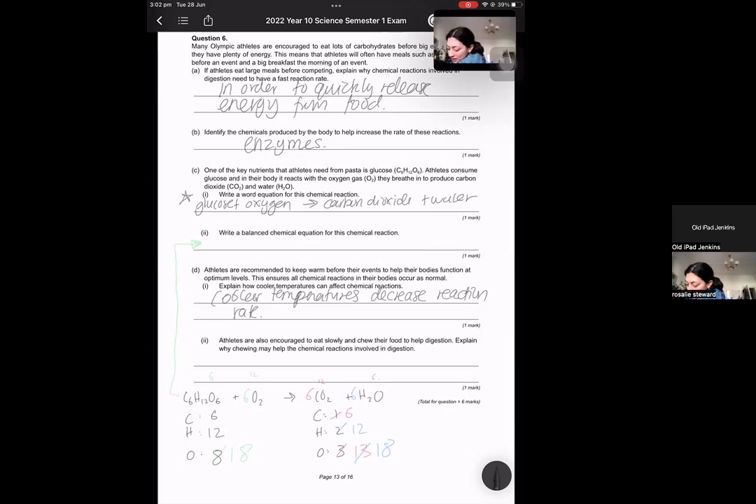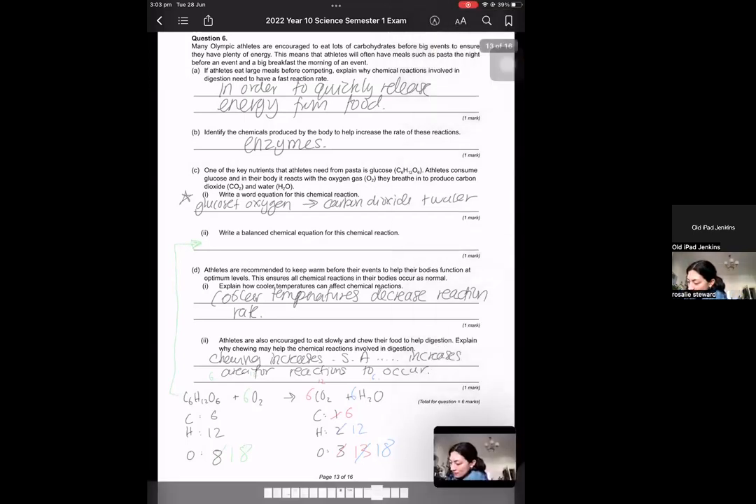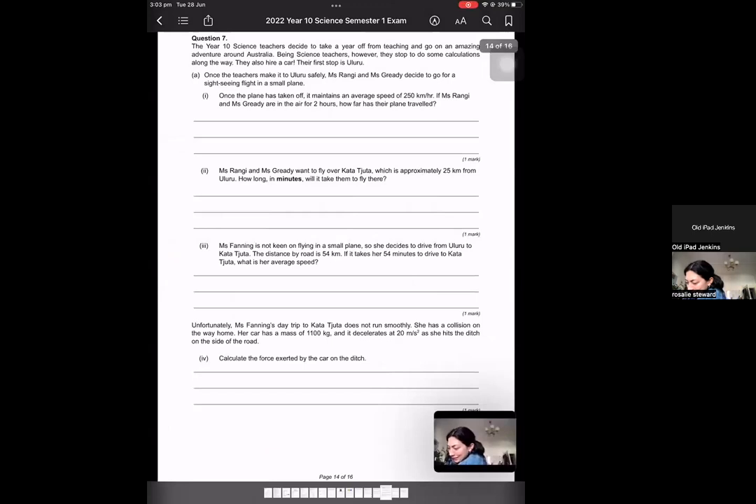So, encouraged to eat slowly, chew their food. Why? Chewing increases surface area, which increases area for reactions to occur. It's just the difference between having a big lollipop versus one you've crunched up into lots of bits. The one crunched up has more surfaces for the saliva to attack, etc. We're almost there. My goodness gracious me.